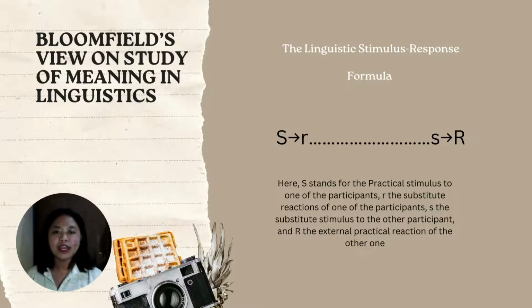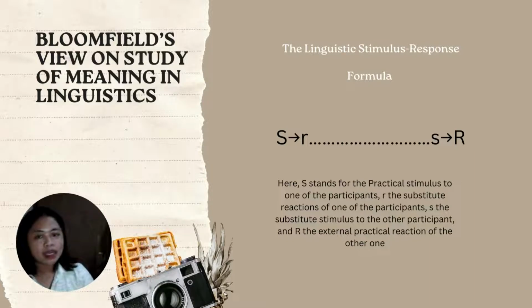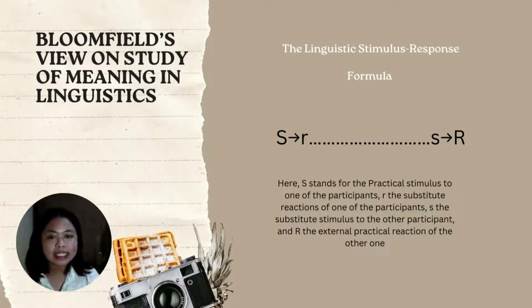So we have here the linguistic stimulus-response formula. Here, S stands for the practical stimulus to one of the participants, and r is the substitute reaction of that participant. And s is the substitute stimulus to the other participant, and R is the external practical reaction of the other one.